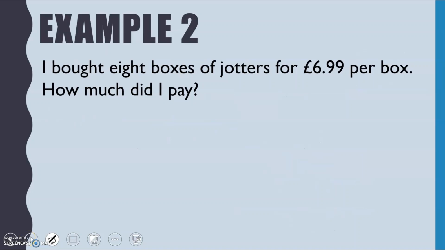For example 2, I bought 8 boxes of jotters for £6.99 per box. So how much did I pay? So if we are buying 8 boxes and the jotters are £6.99 per box, what we can do here is we've got two choices. I could either do £6.99 plus £6.99 and so on 8 times, or the easier way to do that is 6.99 times by 8. So that's the way that I'm going to do it. But if you had added them all up 8 times, you should get the same answer.